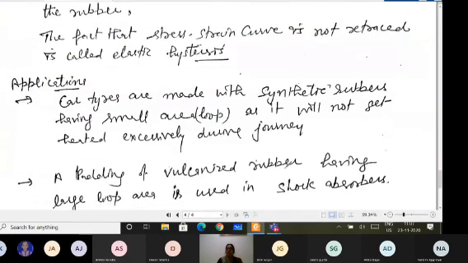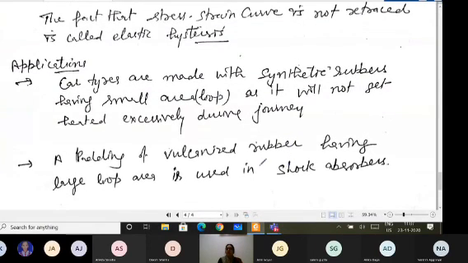Similarly, when you are using the rubber for machinery, putting the heavy machinery on it, then we want it to absorb the vibrations, and for that we are using the vulcanized rubber. So vulcanized rubber has a large area, so it will be able to absorb the vibrations. More vibrations it will be able to absorb, and these are used in making the shock absorbers.